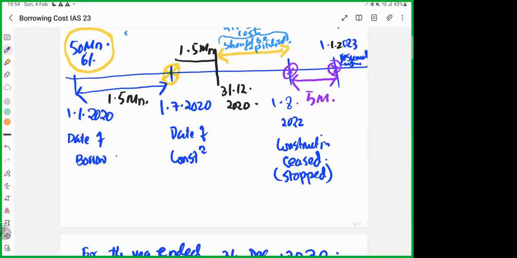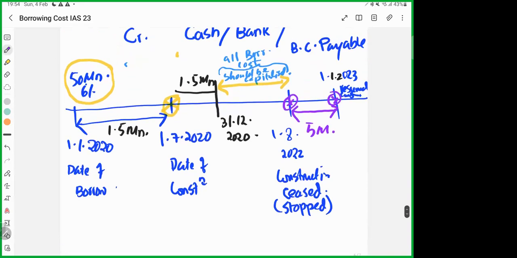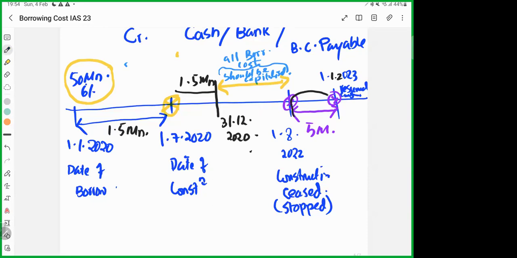Yes, we will still incur borrowing cost, but this time we cannot capitalize this borrowing cost to our related assets. I'm not talking about the last year. I'm talking about this period. There's a lapse in construction. Maybe due to a legal action, or maybe due to a fund shortage, maybe due to staff not available, due to any reason, during this period, construction stopped.